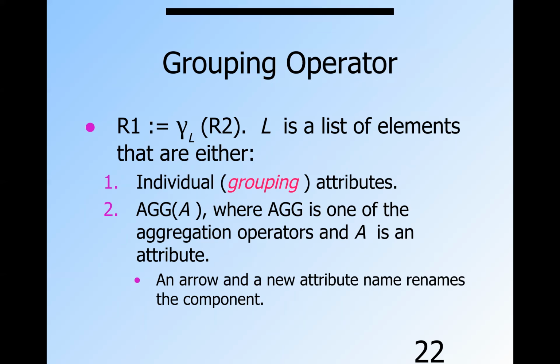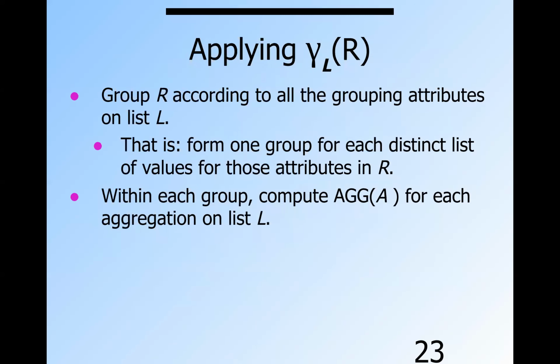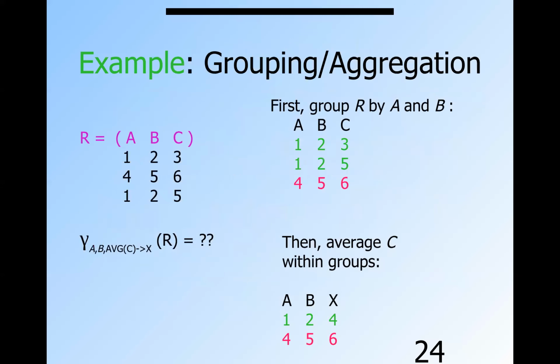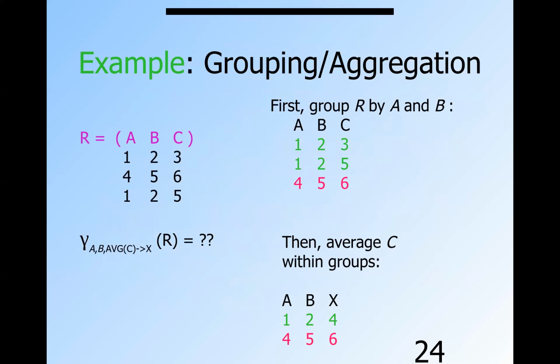So let's look at an example here. We have the relation R, which has the attributes A, B, and C. Then we're going to say gamma A, B, and then the average of C.